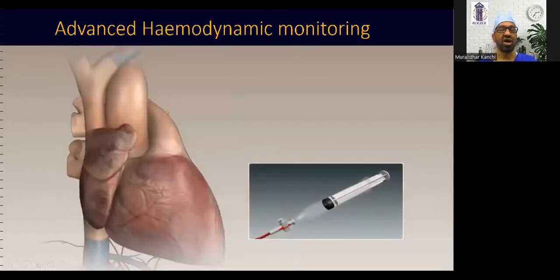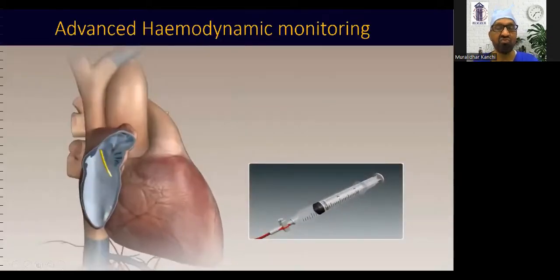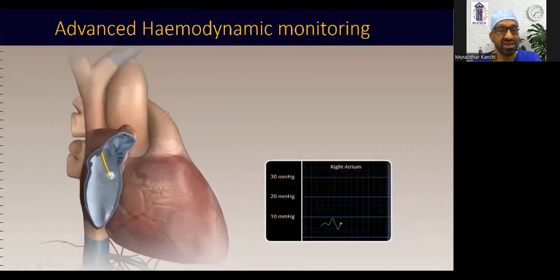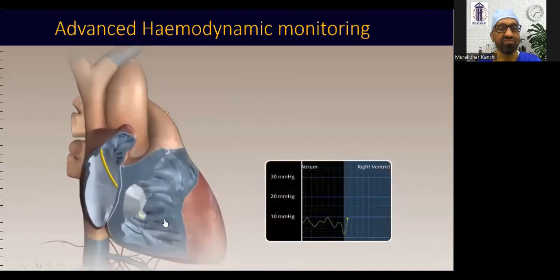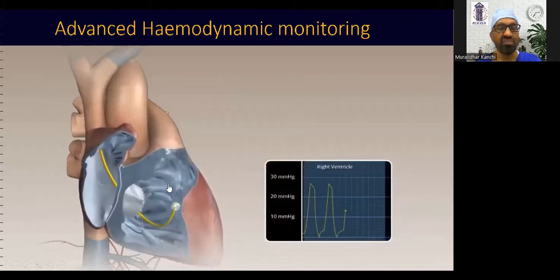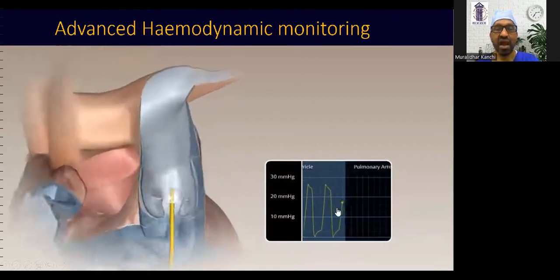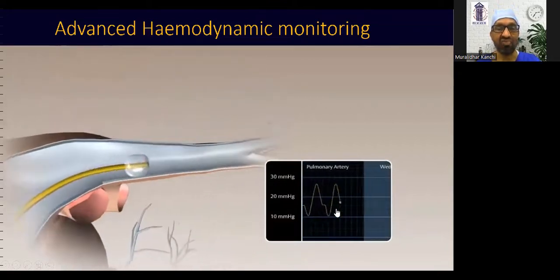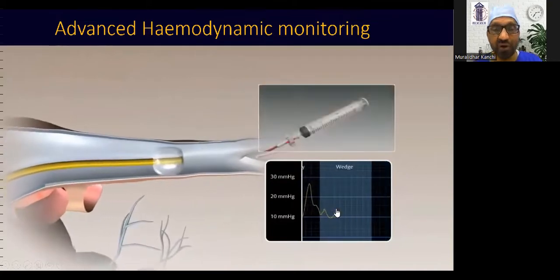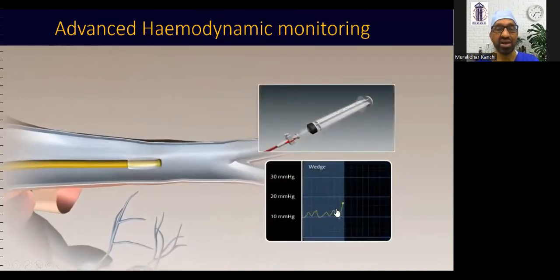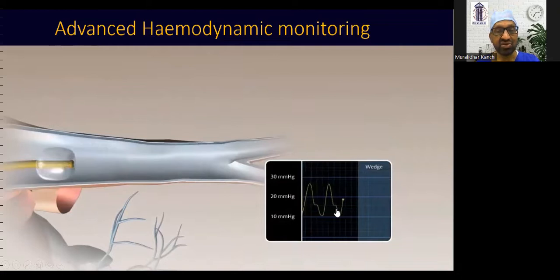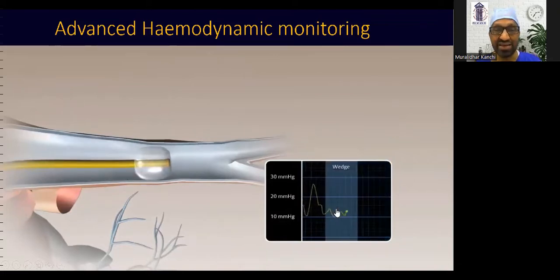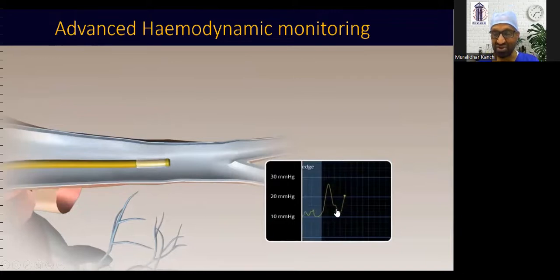Coming to the first part of the talk, advanced hemodynamic monitoring involves the use of the pulmonary artery catheter, which is a radio-opaque catheter 110 centimeters long, which is passed through the right atrium, through the tricuspid valve, into the right ventricle, across the pulmonary valve, into the pulmonary artery. And as it passes through these chambers of the heart, we get the corresponding tracings on the monitor, leading to the final pulmonary artery occlusion pressure measurement, which is an index of the left atrial pressure, which is used for the knowledge of left-sided filling pressures.